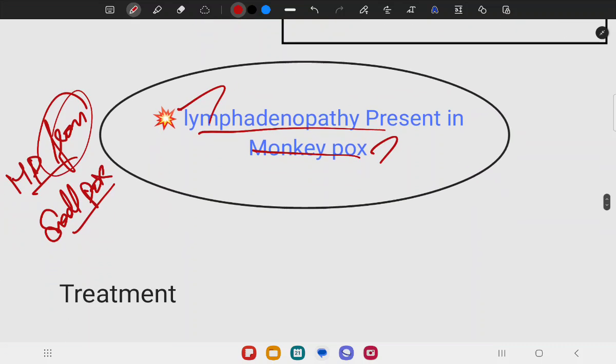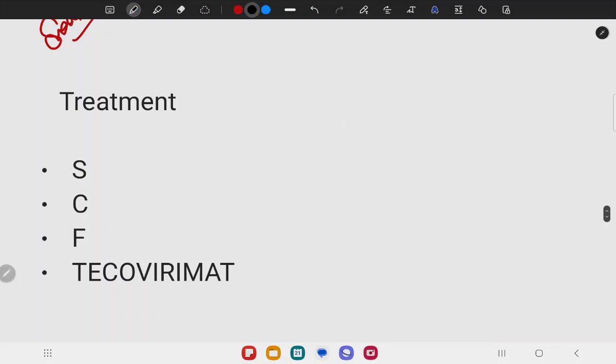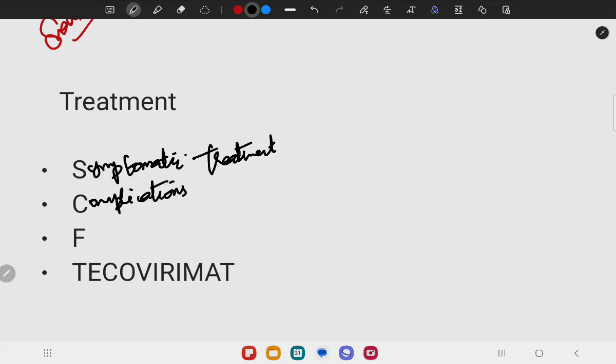Treatment. What are the treatment options? There is no specific treatment for the monkeypox virus. Only symptomatic treatment is available. We first have to treat the fever, body pain, myalgia, and headache, and we have to manage the complications. These affected patients are very sick and deprived of fluid in the body, so we have to maintain fluids and electrolytes in the body.